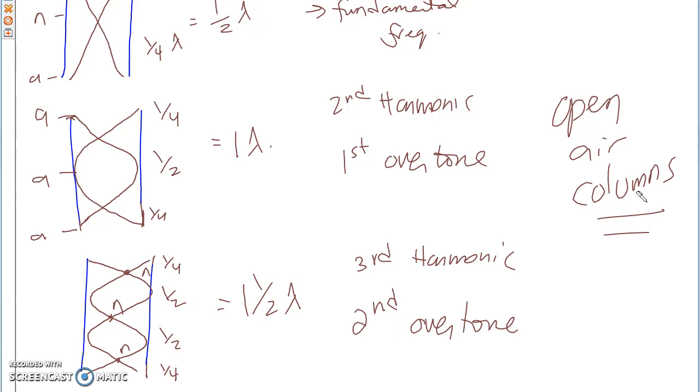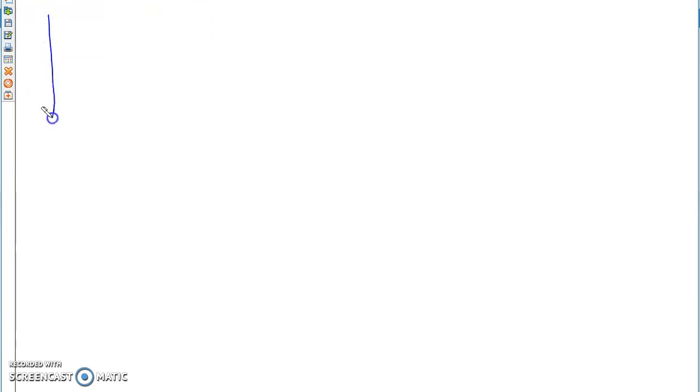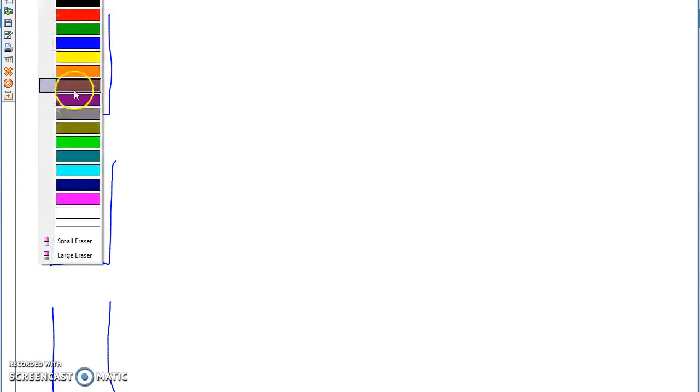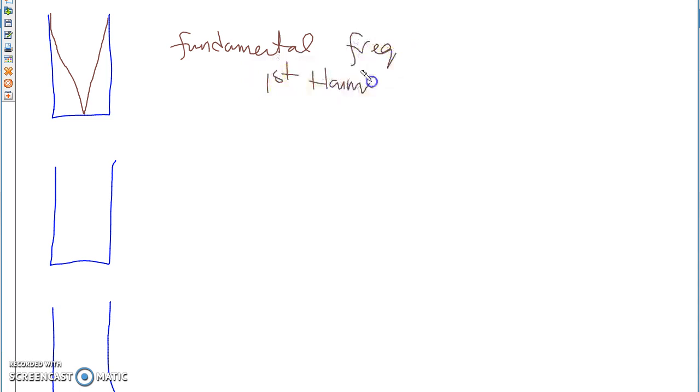Go to the next one, which is closed air columns. Can I erase this? Yes. Okay. So closed air columns, very similar. So you had closed on one side, and in this one we start out with 1/4 lambda. This is your fundamental frequency, also your first harmonic. And you had one node and one antinode.